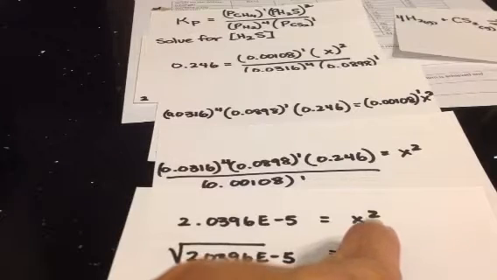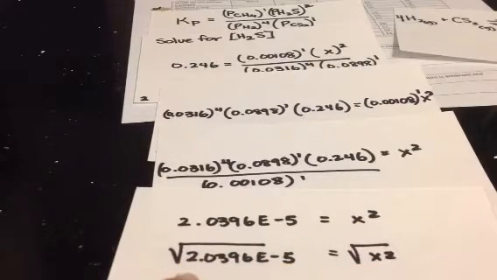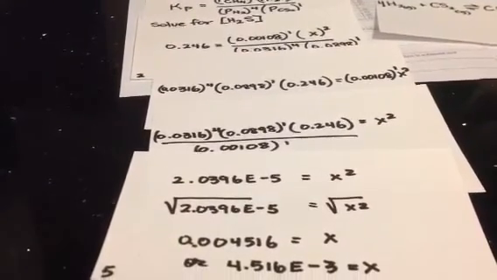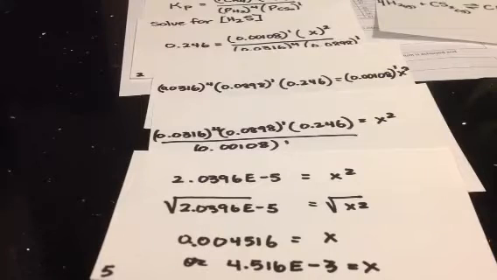So how do I get rid of the squared? I take a square root of both sides, and that is what's going to make my answer equal 0.004516 or 4.516 times 10 to the negative 3. So this is my final answer after I plug and chug into my equation. And that's all there is to it. Just isolate your variable, and then you can solve for your equilibrium expression for any aspect that they are asking you to solve for.